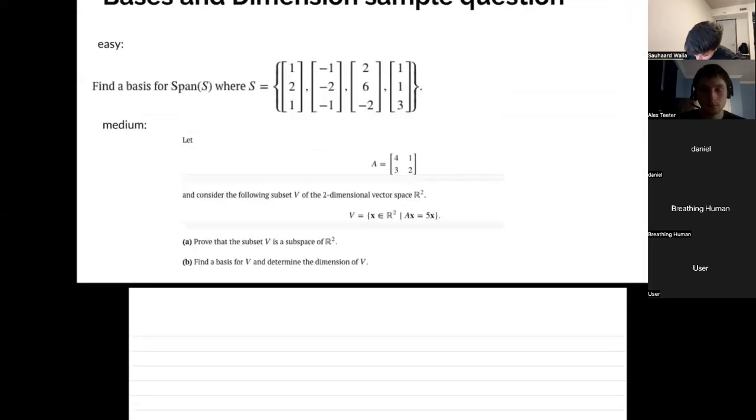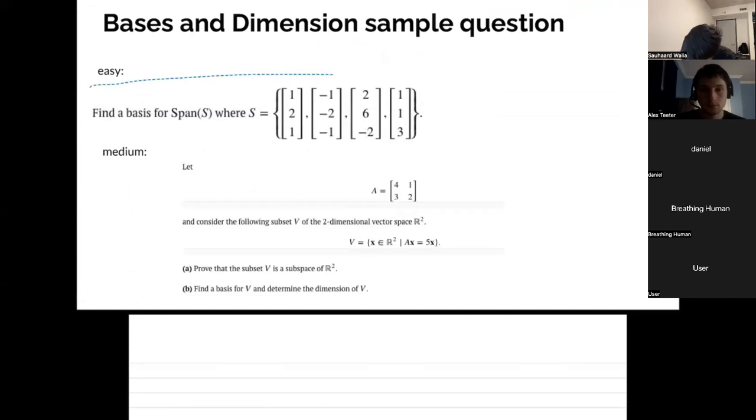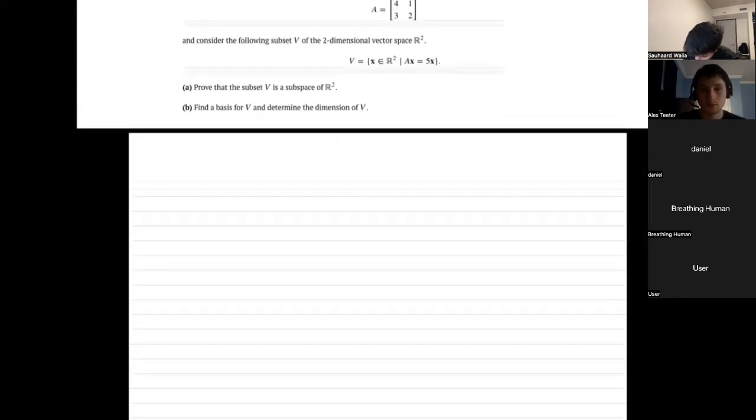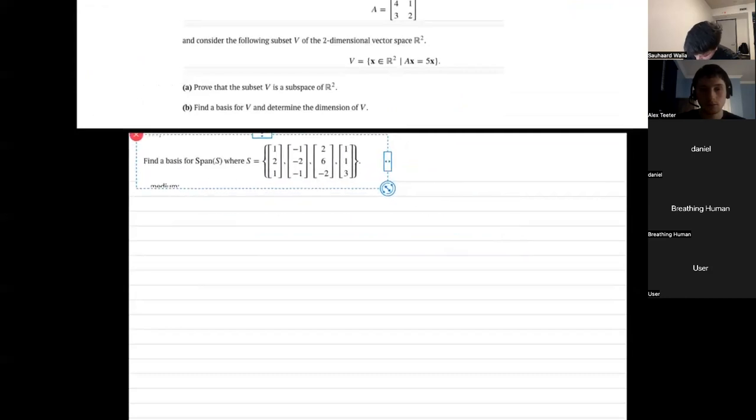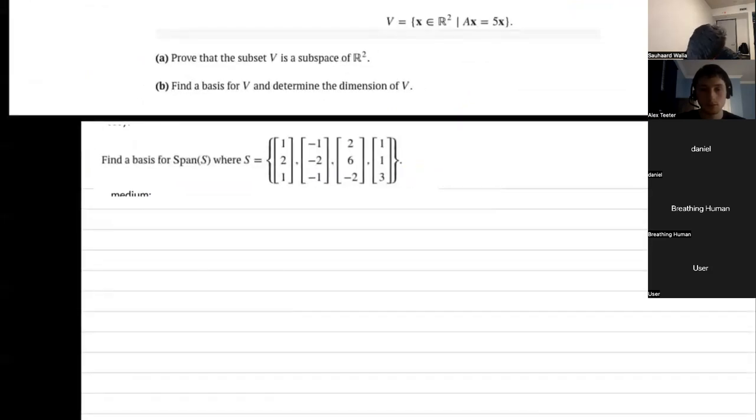We're given a set S. I'll just bring this down actually. And we want to find the basis. So we're given: find the basis for the span of that. Okay, so this is the relatively easier question. How may we go about solving this one? Call it A. Any ideas?